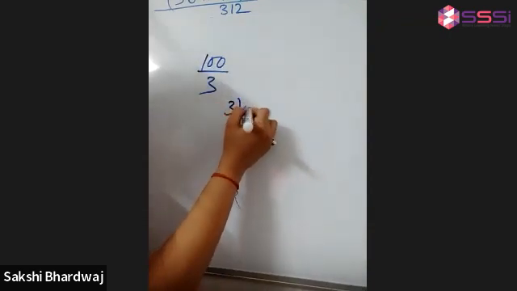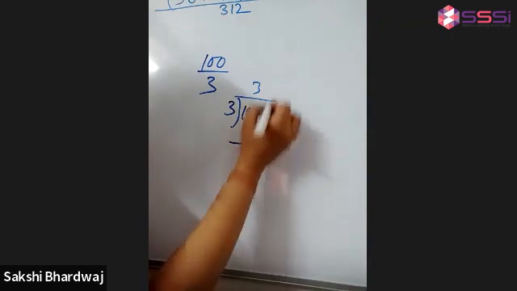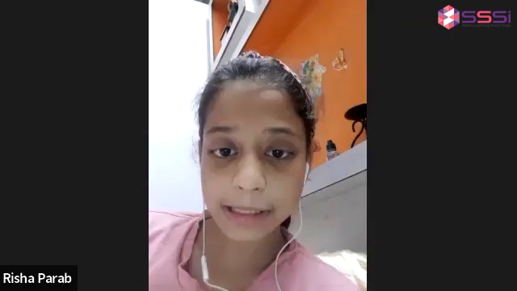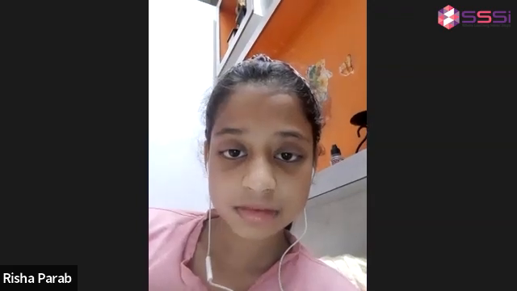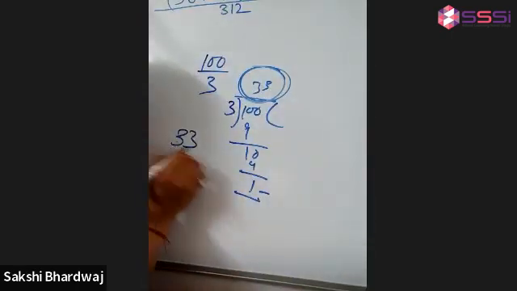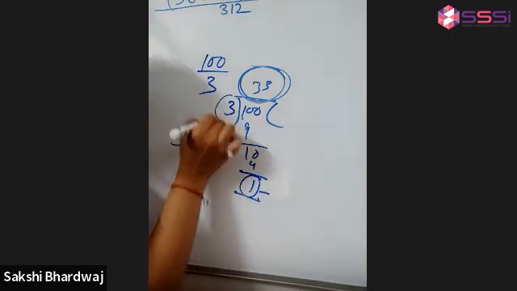When we divide like this, 3 threes are 9, 1, 10. 3 threes are 9. This is a remainder. 33, what is this? This is the quotient. The remainder will go to the numerator and the divisor. What is it?